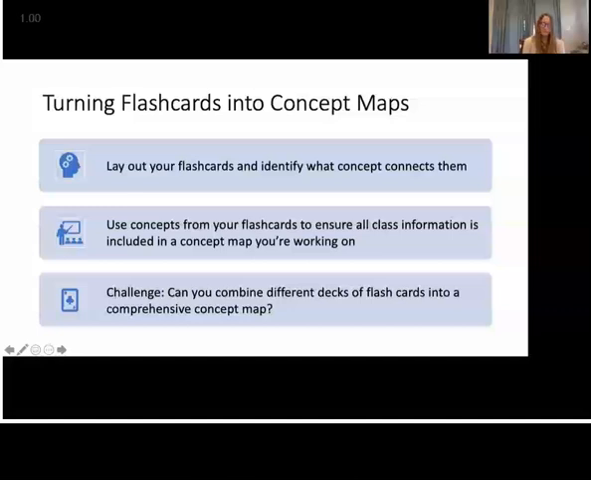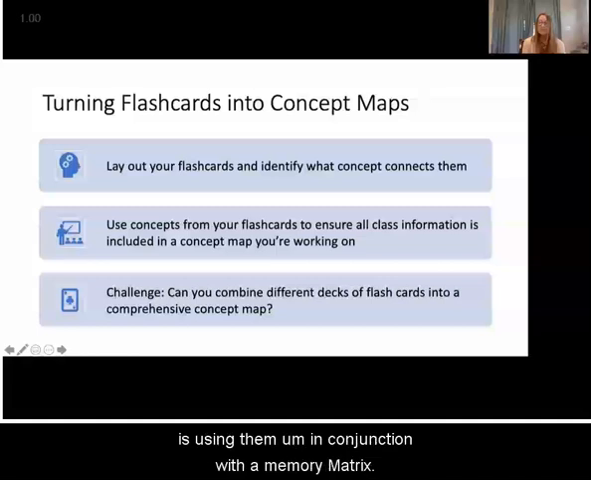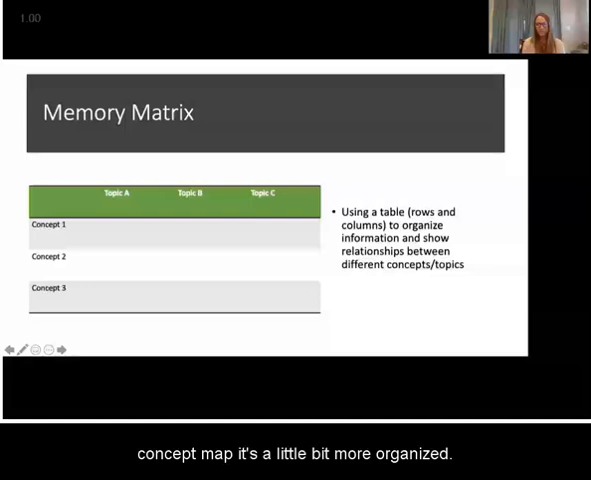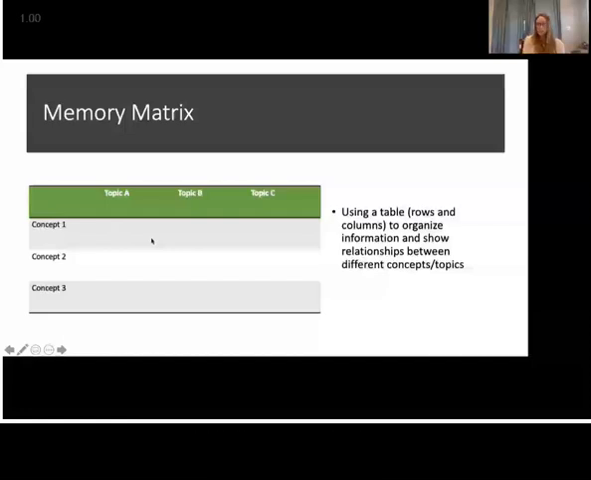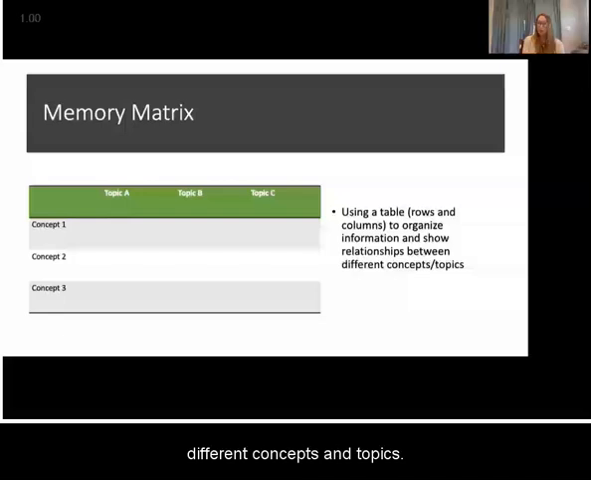The other way that you can really up your flashcard game is using them in conjunction with a memory matrix. So a memory matrix is a little less chaotic looking than a concept map. It's a little bit more organized. And that's because it typically takes the form of a table, right? So this grid system where there are nice columns and rows, and where a topic and concept intersect, you simply indicate how they're related to one another. And so it's great at showing the relationships between different concepts and topics.